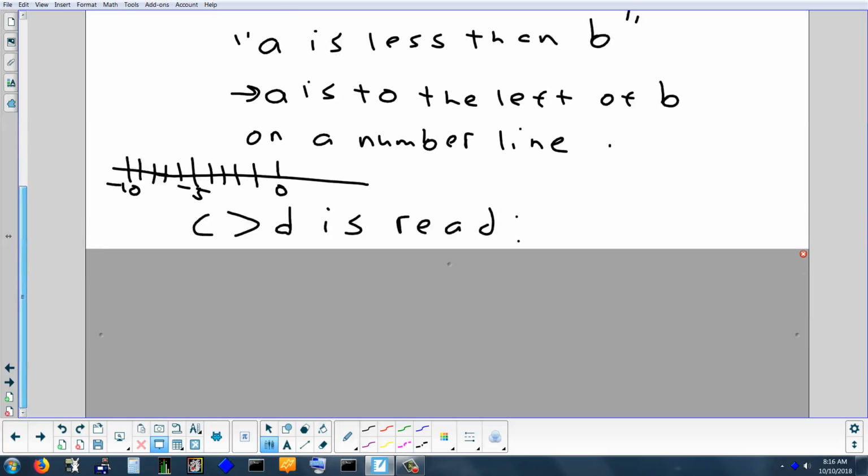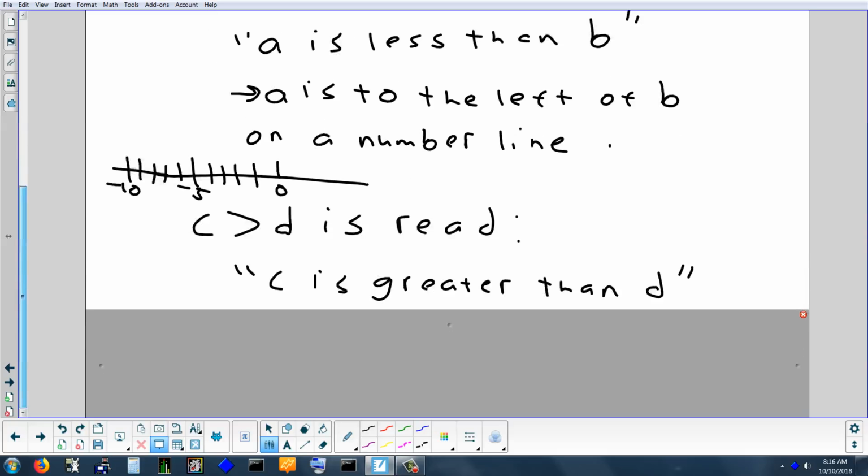How about this one? C, inequality symbol D. How would you read that one? Oh, Nathan? C is greater than D. Yeah, C is greater than D. So on the blank, right at the top, you want to write down what's in quotes. C is greater than D.